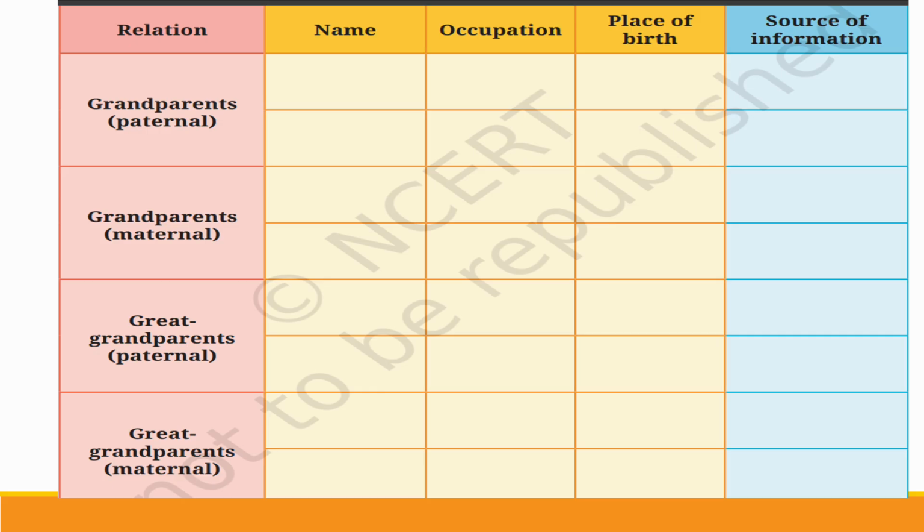See, a table is given. You can fill up this table. See, relation: grandparents, paternal. That is your father's parents. Then grandparents, maternal. That is your mother's parents. Then great grandparents, paternal. Great grandparents, maternal. Then you have to collect their names, occupations, place of birth, and then you have to write the source of information where you got the correct information.